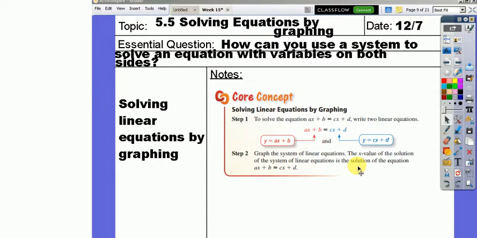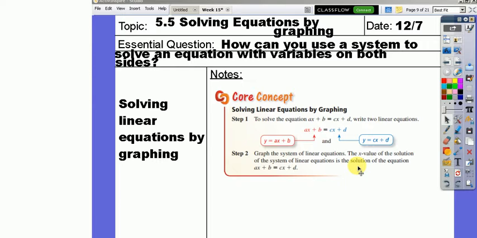All right, so this lesson is 5.5, solving equations by graphing. Essential question: how can you use a system to solve an equation with variables on both sides? So essentially what we'll be working with are two equations that we set equal to each other. And throughout your mathematical careers, on the ACT, on the SAT, when you get into upper division mathematics, oftentimes you will have equations that are set equal to each other and you'll have to find the solution to that equation.